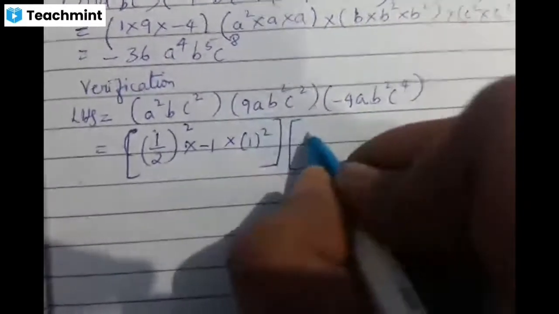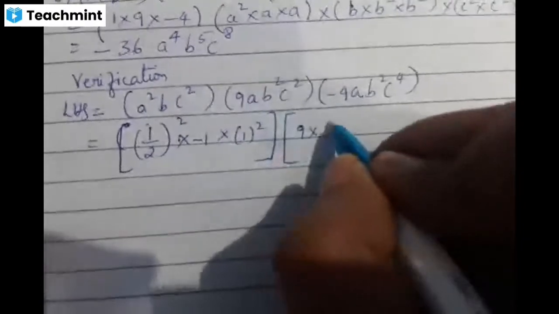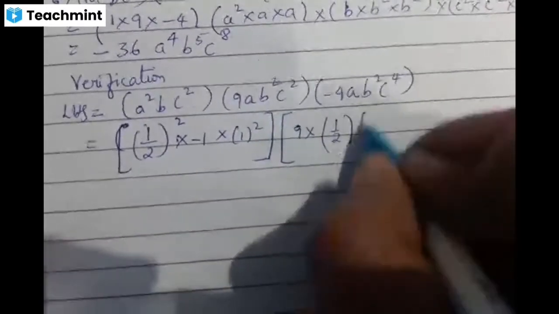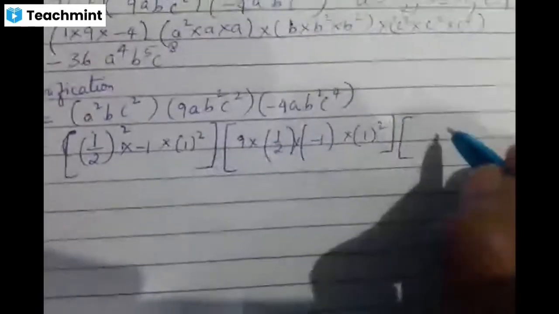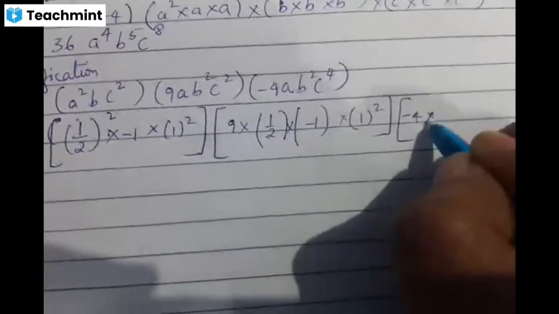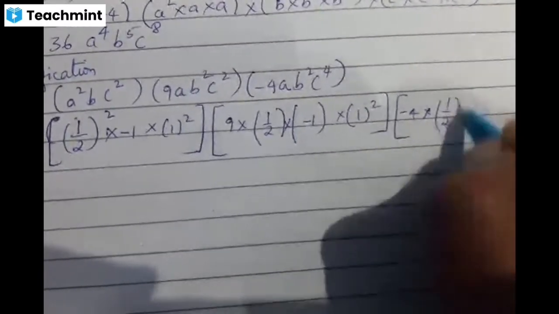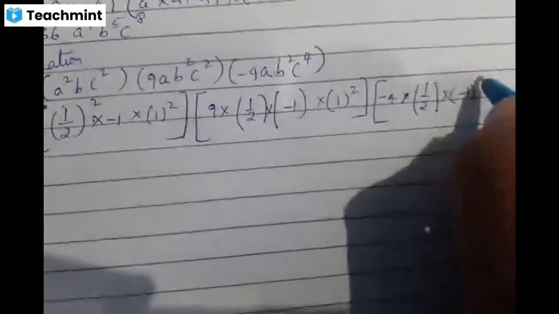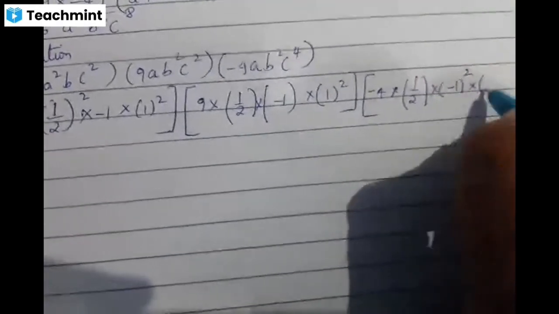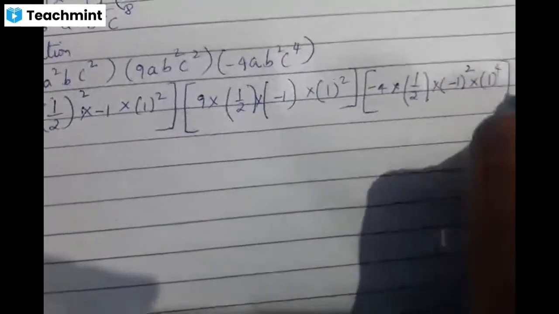Next you have 9 into, what is the value of a, children? 1 by 2. B is minus 1 into c is 1 square. Then we have the next bracket, that is minus 4 into the value of a, which is 1 by 2, into b square, which is minus 1 to the power of 2. C is 1 to the power of 4.